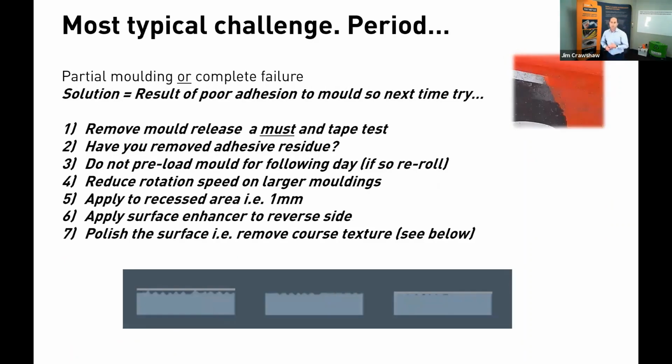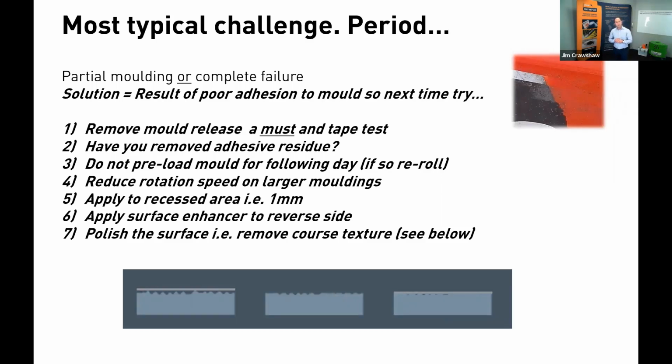So the most typical challenge, period, is the partial molding or complete failure. Oh no, this is bad. This is really a result of poor adhesion to the mold. So there's a number of reasons why this might happen. Number one, removing the mold release is an absolute must, and a quick way to check that there's mold release on the mold anywhere the graphic is to be applied is by doing the tape test, and I'm going to show you that in just a few seconds.